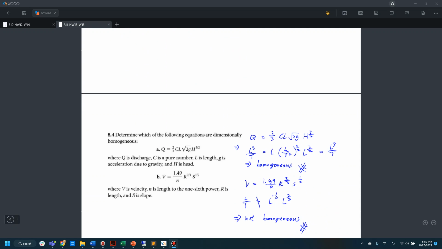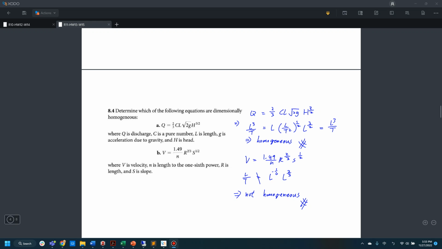Okay, now let's move on to the next one. The problem 8.4. We want to determine which of the following equations are dimensionally homogeneous.